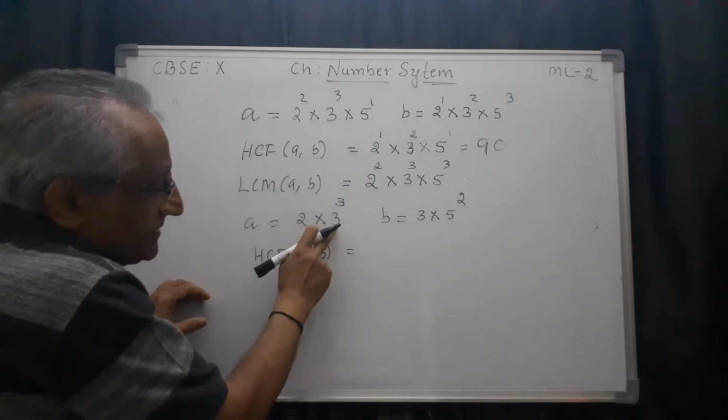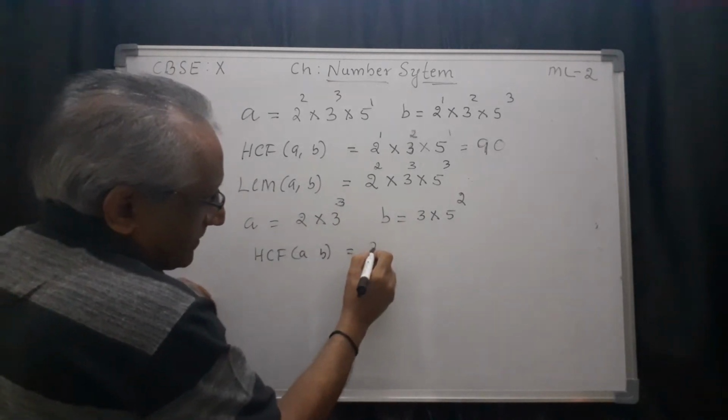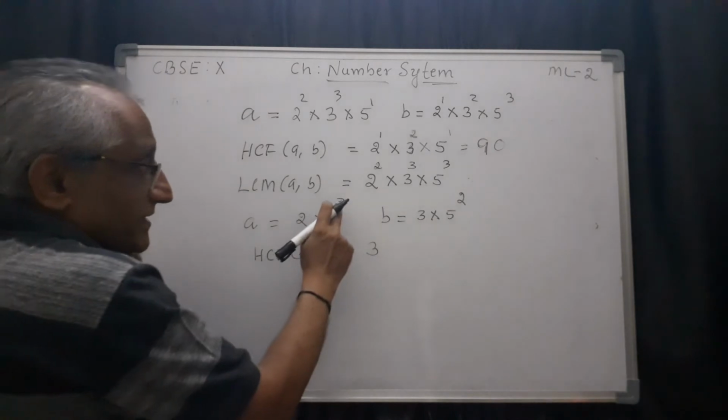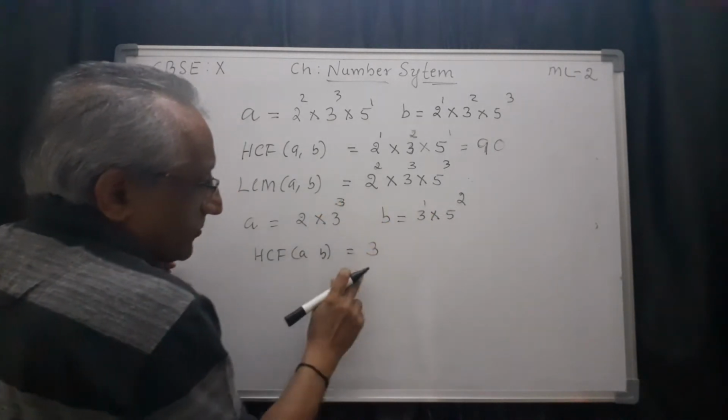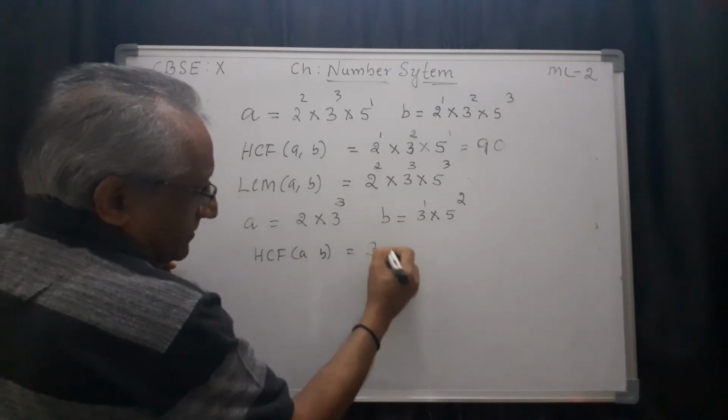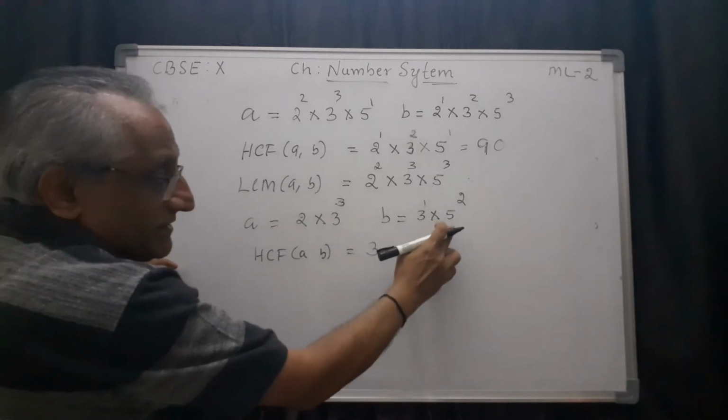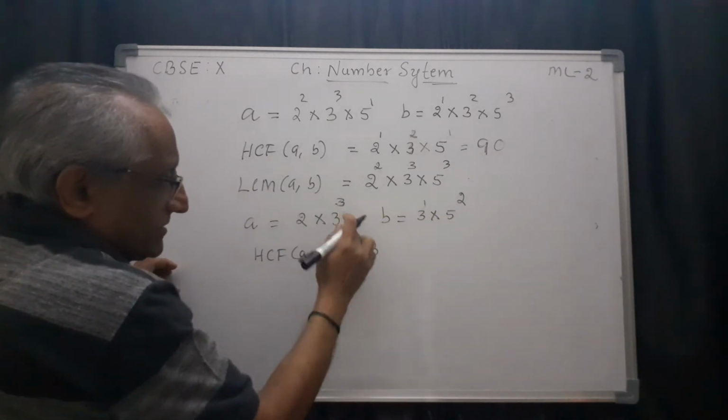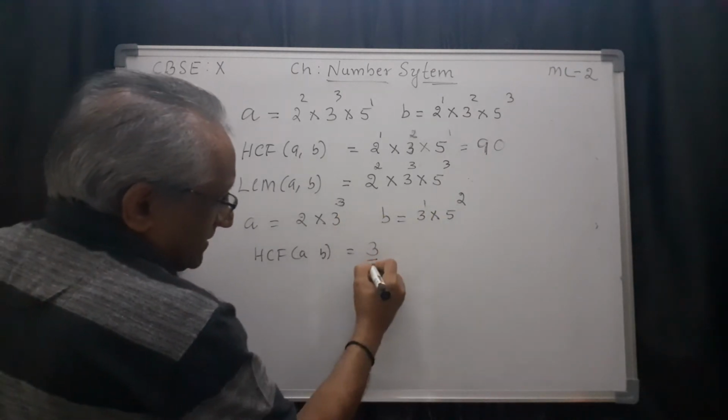3, if you take, it is here and it is here. So I have to write this one. Now among 3 power 3 and 3 power 1, the lowest is 3 power 1. Therefore this is the HCF. Same thing with 5 also. 5 is here, 5 is not here. Therefore the HCF is only 3.